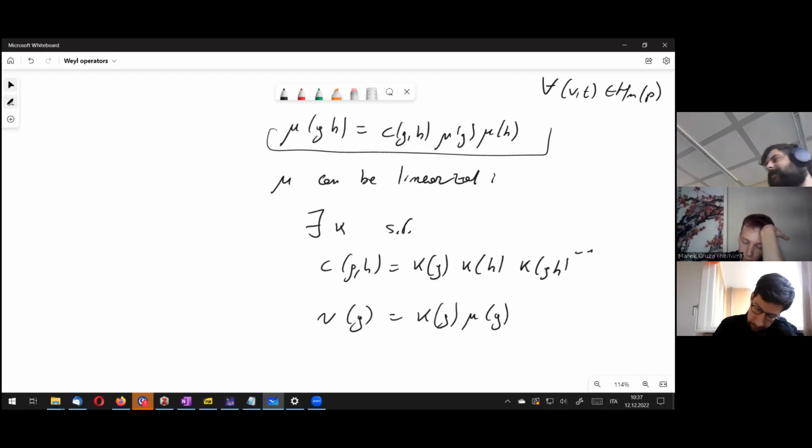Okay, and now in principle, I also have the qubit case. But I think we are already over time. I can go on if you want.